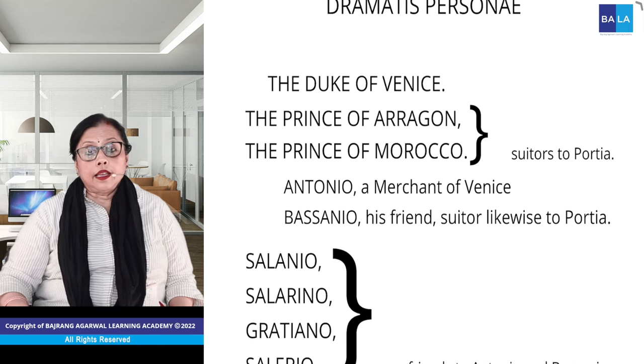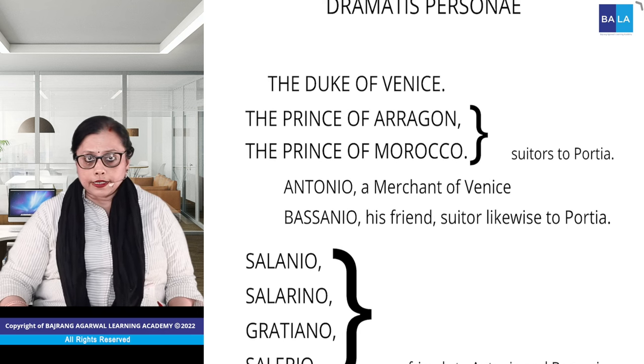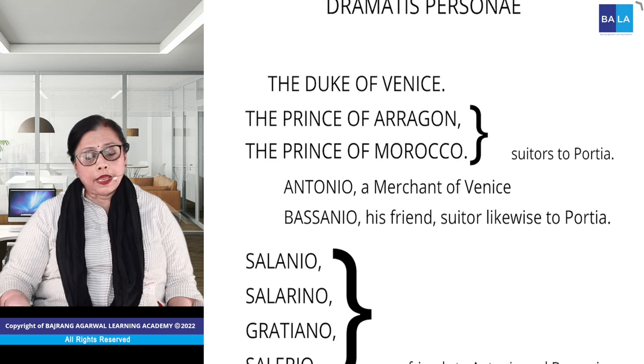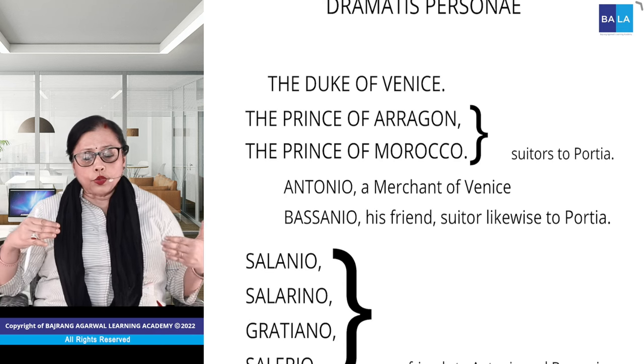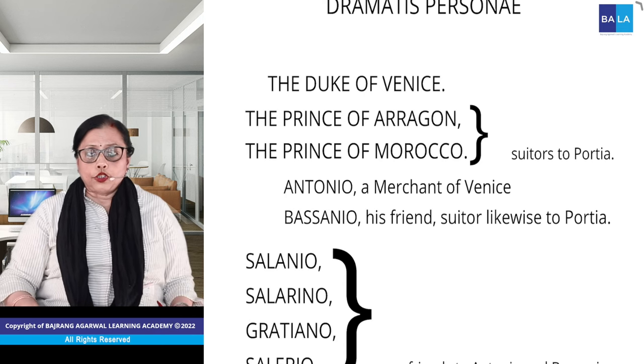Now let us start with the play. But before we start with the play, let us see the dramatis personae, meaning the characters who are there in this particular play. First is the Duke of Venice. Next, the two suitors to Portia.